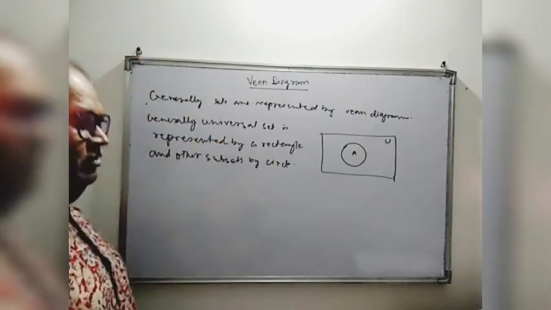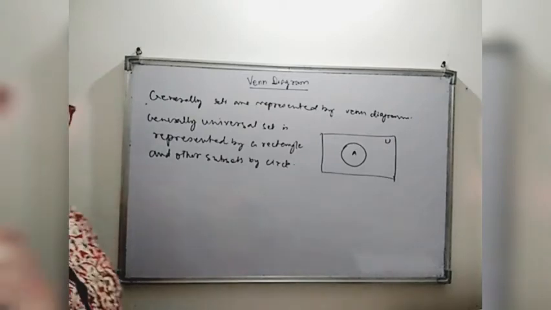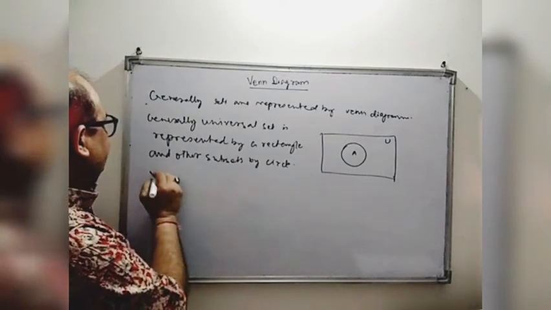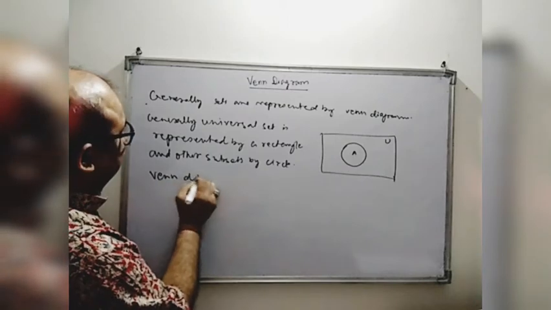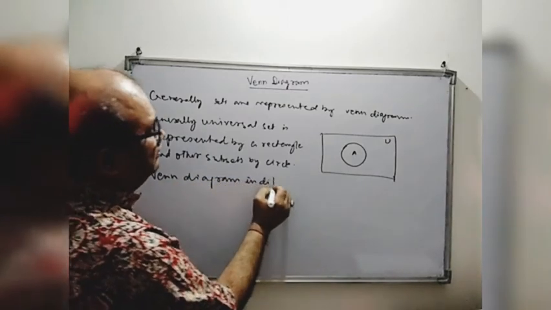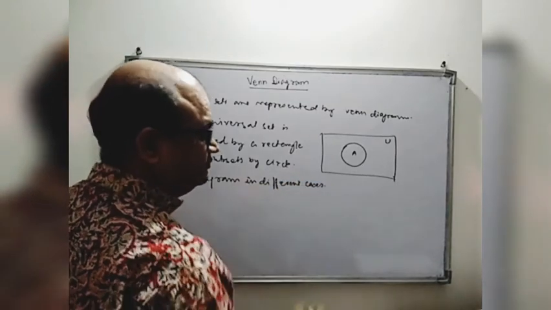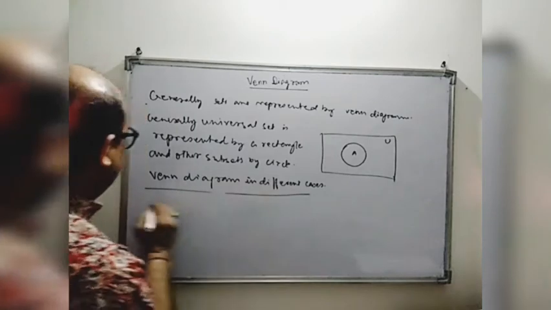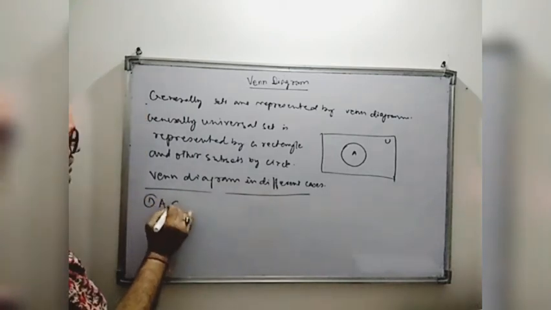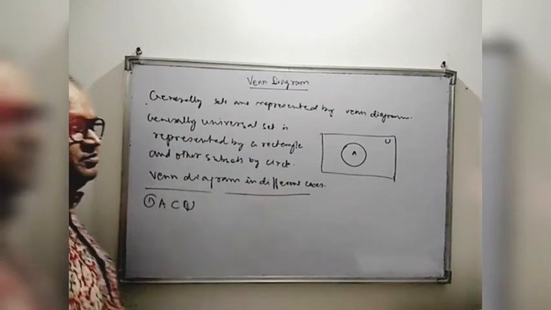Now, let us start with Venn diagrams in different cases. First, A is a subset of U.